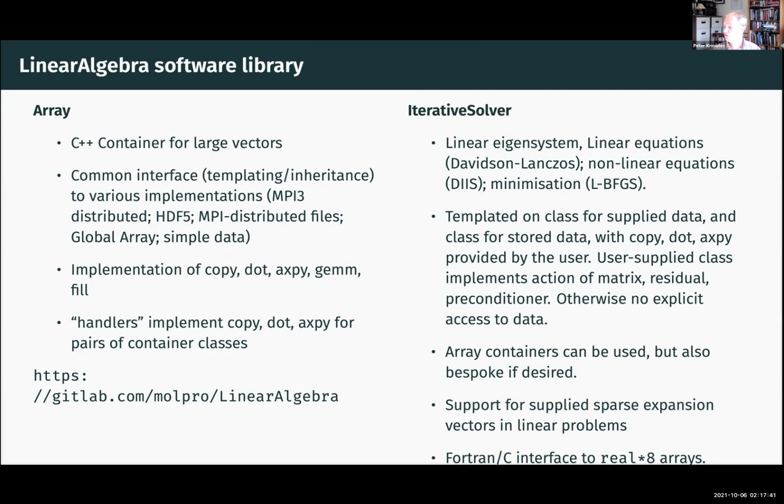Of course, there's a Fortran interface to this, which just uses flat real star eight arrays. So if you're interested, we'd be very interested to talk to you, actually, if you have an application where you'd like to use this, and we'd be interested to see how well it works for you.